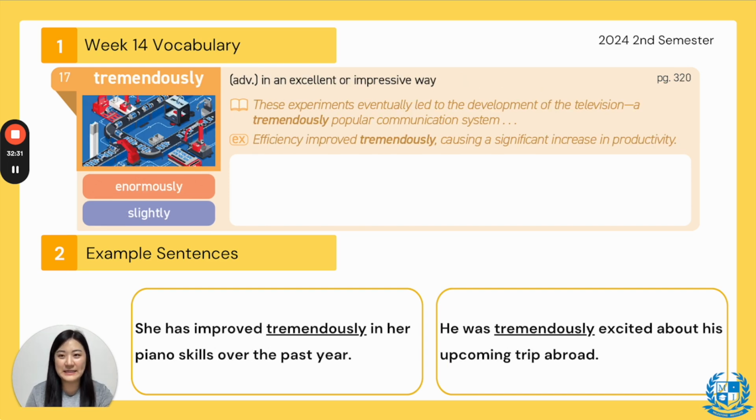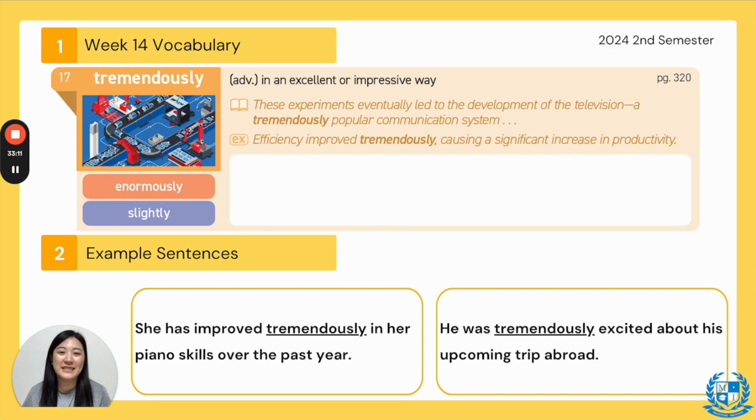Number 17, everyone say tremendously. Tremendously. The synonym is enormously and the antonym is slightly. It's an adverb and it means in an excellent or impressive way. Tremendously can also be like huge, right? In our book it says, these experiments eventually led to the development of the television, a tremendously popular communication system. So like an excellent, wow, great. When the first television was made, people were super happy about it.